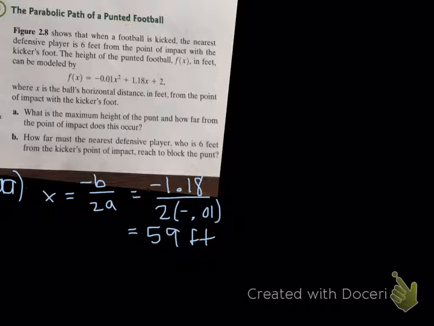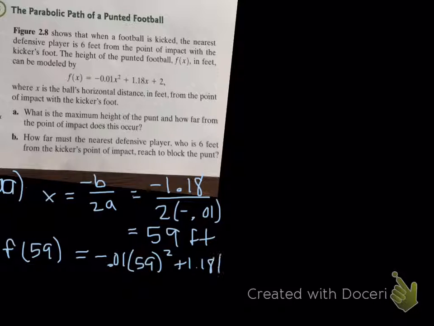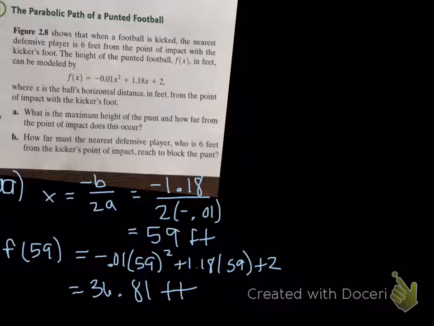Now to find the actual height at 59 feet, I have to evaluate it, so I plug it in. So I have to do negative 0.01 times 59 squared plus 1.18 times 59 plus 2. And this equals 36.81 feet. So the 36 is our max height, and the 59 is the distance from the point of impact.